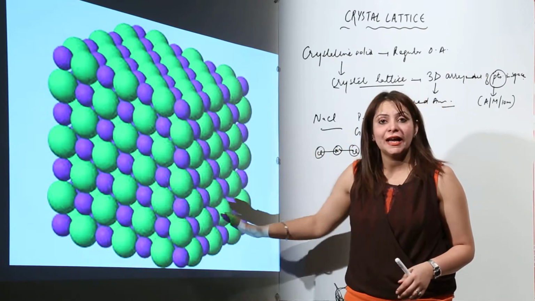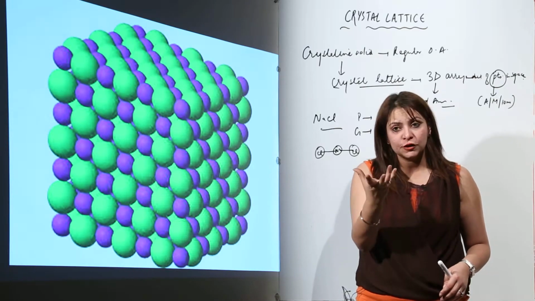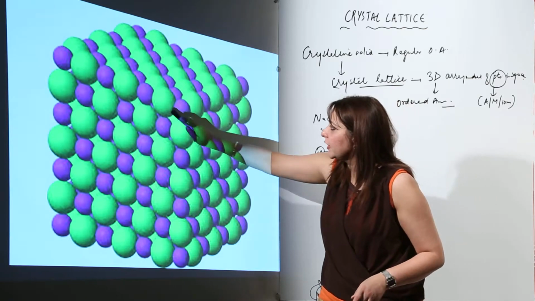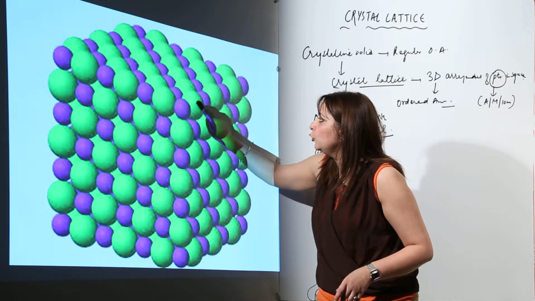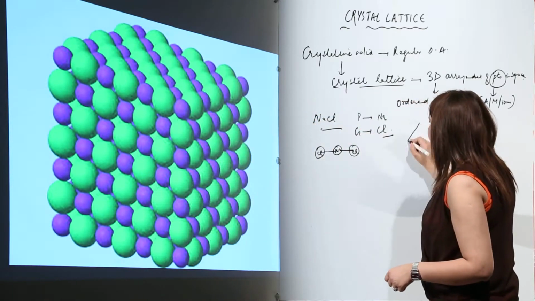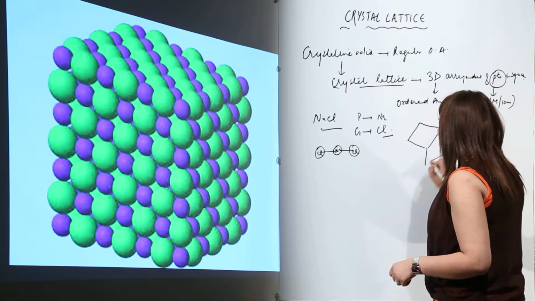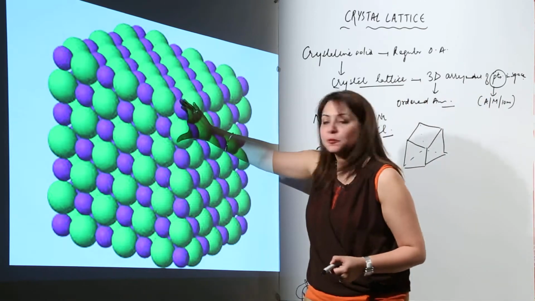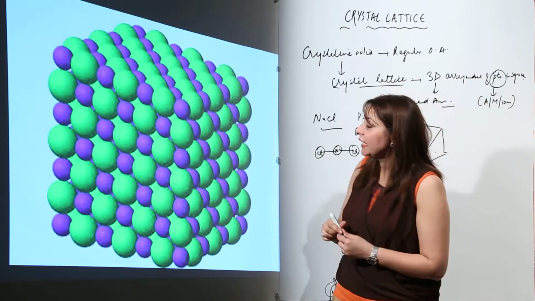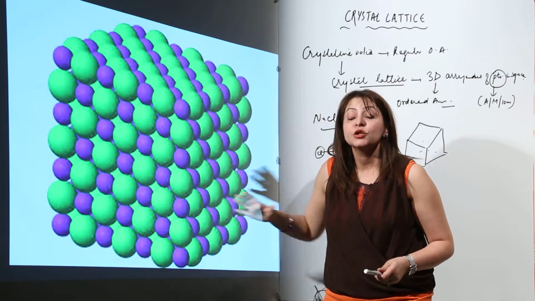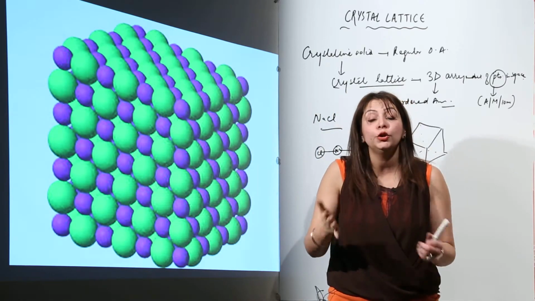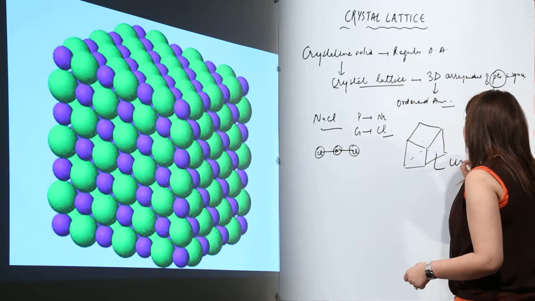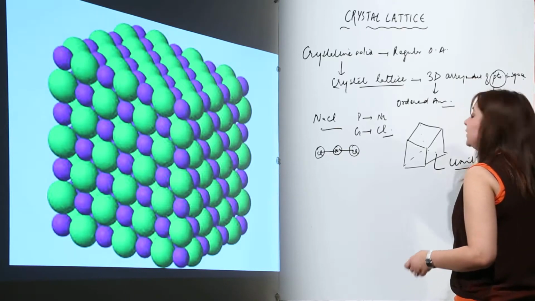Now, as we have the crystal lattice, it must comprise a small unit also. Suppose I draw this kind of cube here, and suppose I take this much part out of it. What you get to see is that this much part is repeating throughout the crystal. So we can say it is the smallest portion of the crystal lattice, and what is the building block of the crystal lattice? It is the unit cell. It is the unit cell, right?